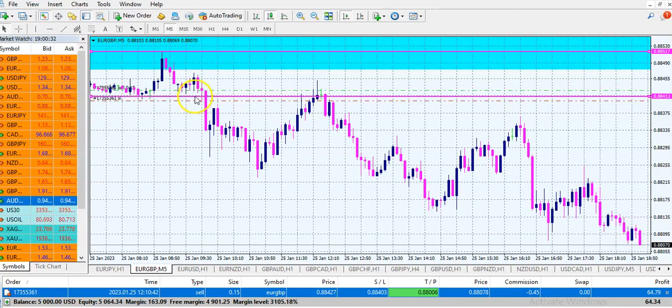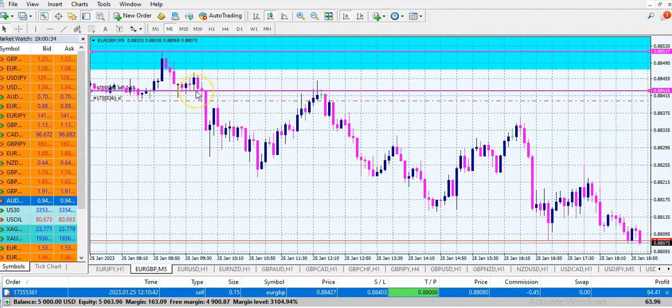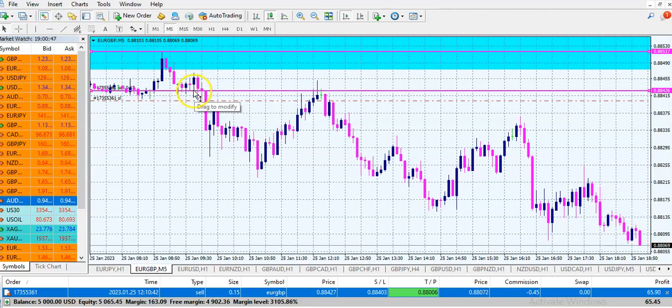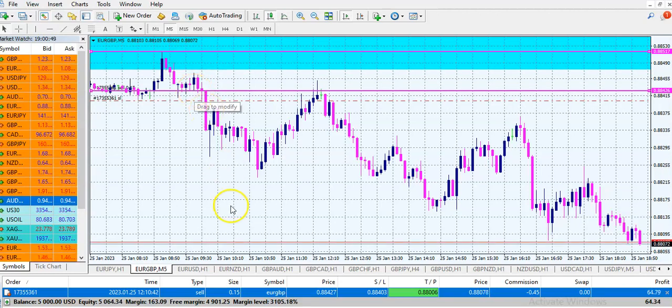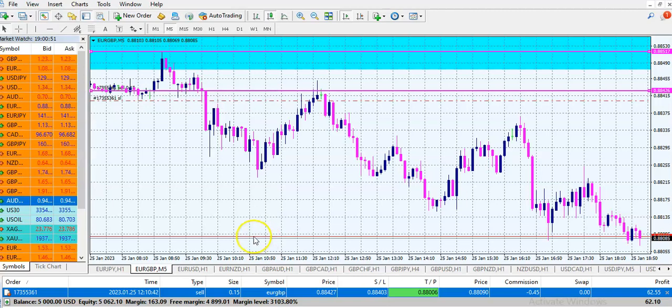So what did we do? We simply placed our horizontal line right on the proximal, because this is going to be the proximal. That is the part of that order block that is closer to the current market price.